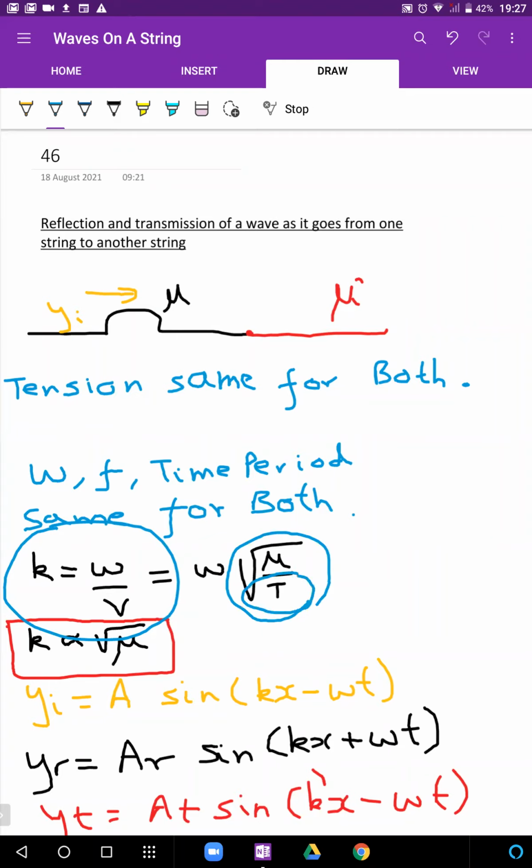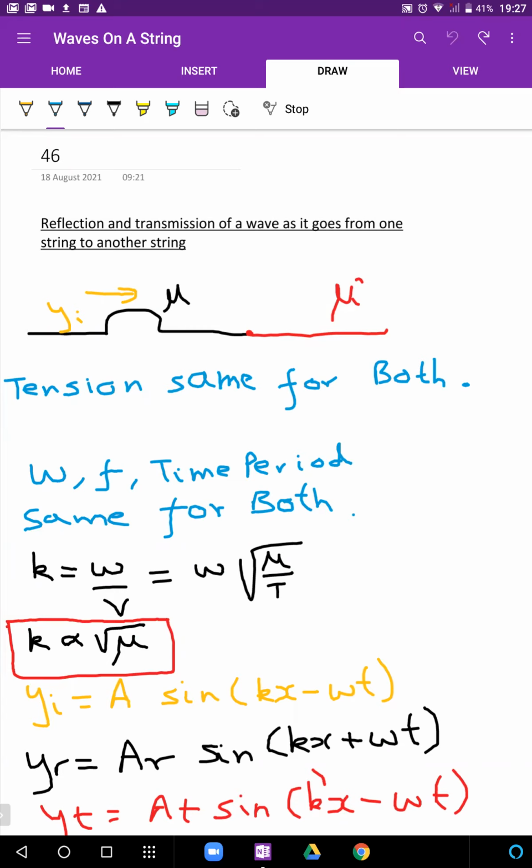Tension is constant. Omega is constant. That is what makes K directly proportional to root mu. K is directly proportional to root mu. All right, so that is going to be one important equation.